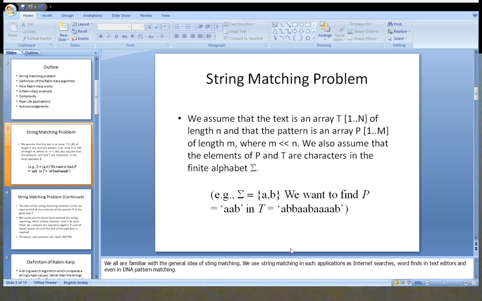As per the definition, here we assume that the text is an array T[1 to n] of length n, and the pattern is an array P[1 to m] of length m. There is a text string of length n, and there is a pattern string of length m, and the pattern string length should be less than that of the text string. That's the obvious thing, because if you want to search for something inside a text, then definitely the text should be greater than the given pattern.